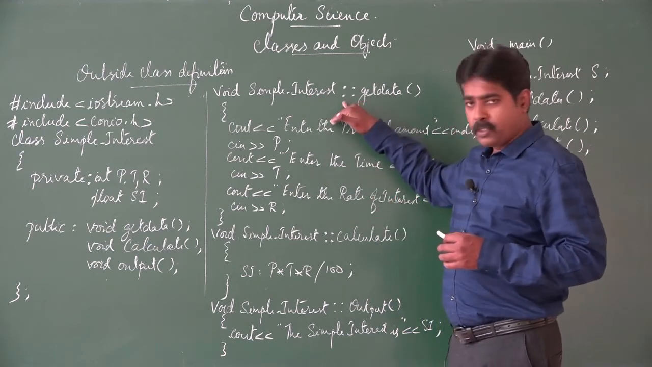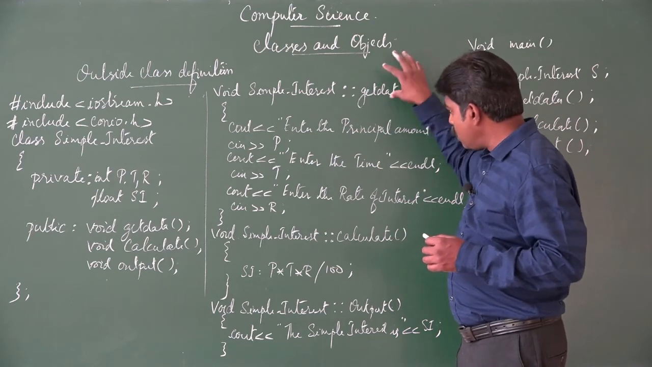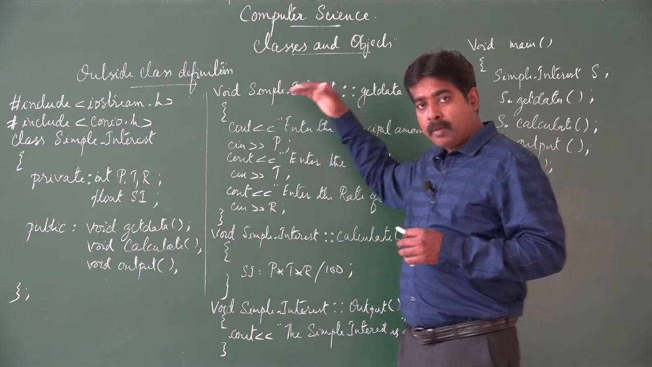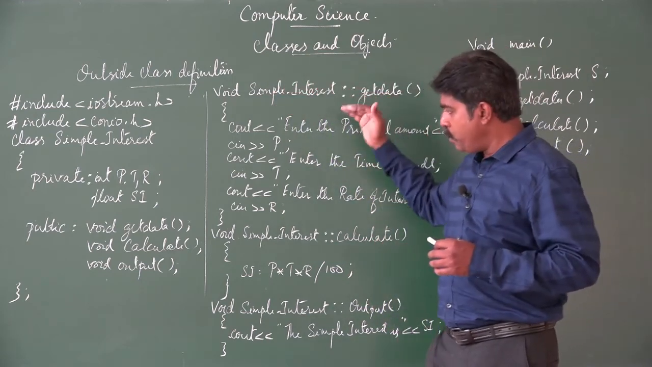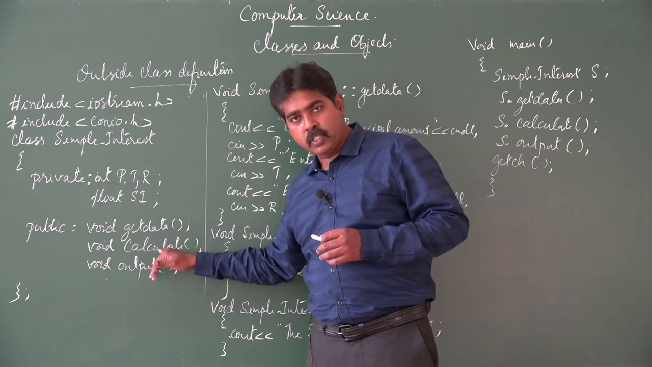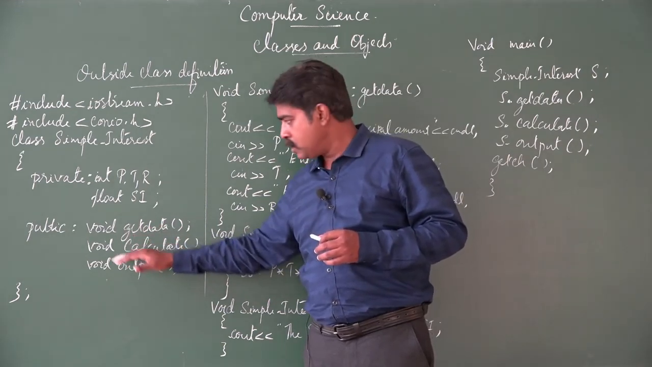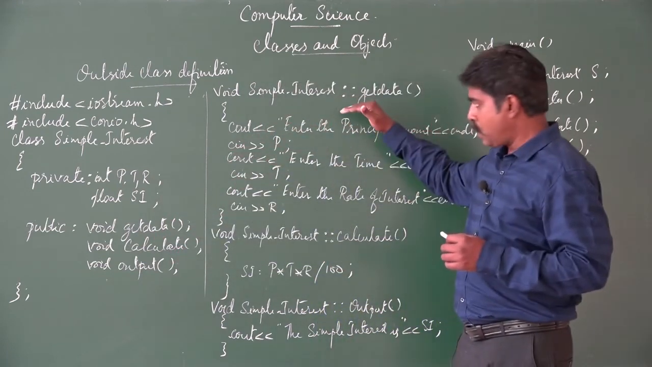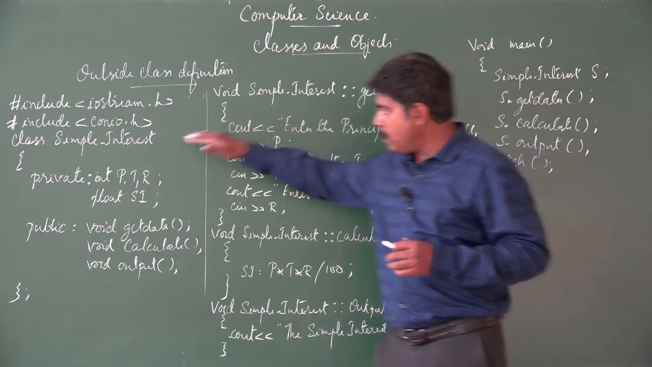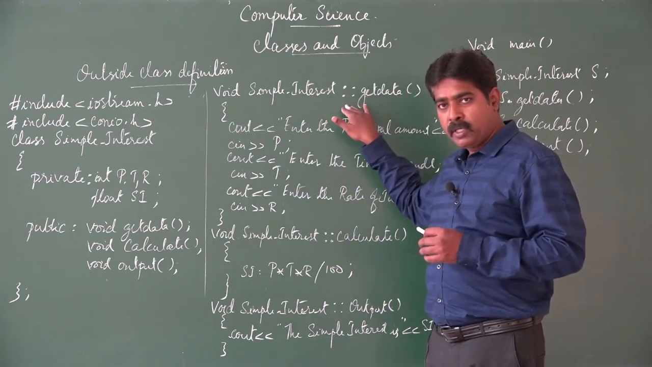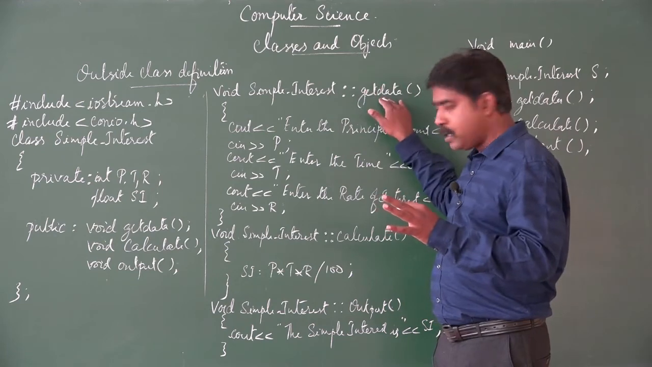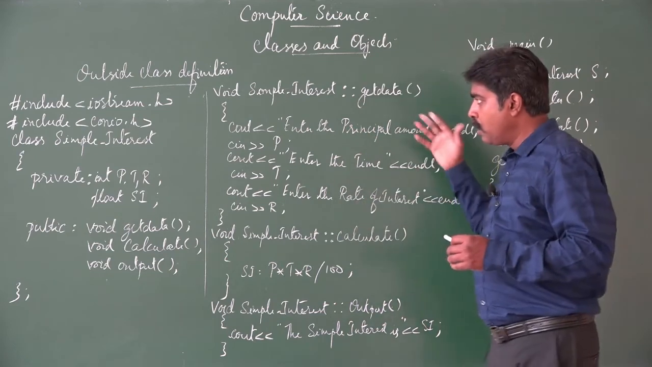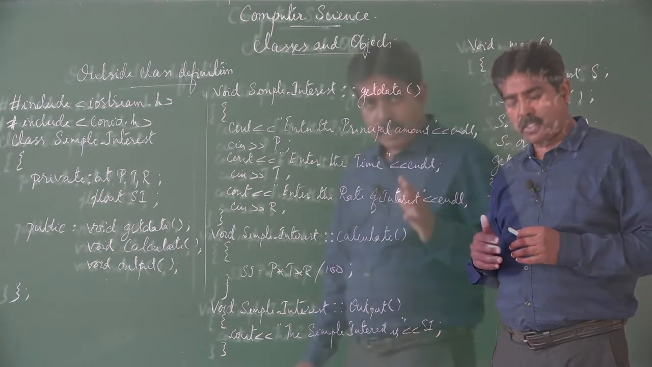So the scope resolution tells that this get data belongs to a particular class, provided that we write its declaration part inside the class. That is, we write void get data, function bracket, semicolon, and when we come outside the class, we write its class name with a scope resolution, signifying that get data belongs to this particular class. So this is the concept of outside class definition.